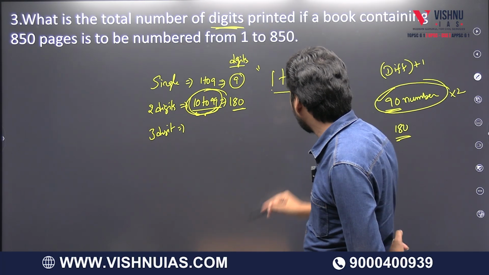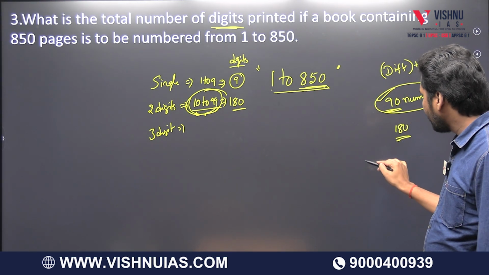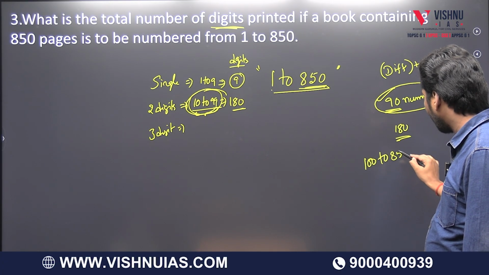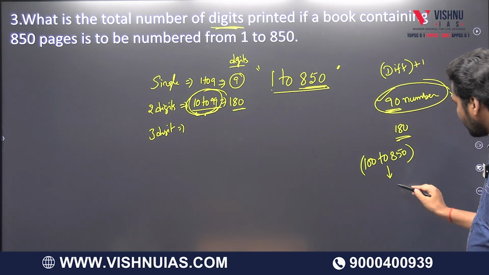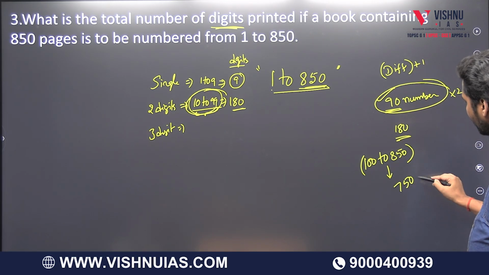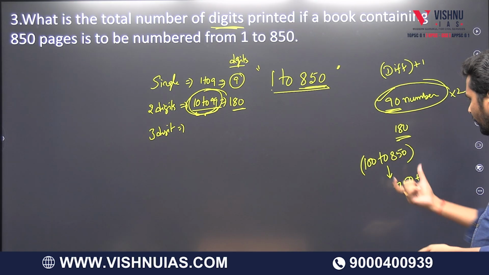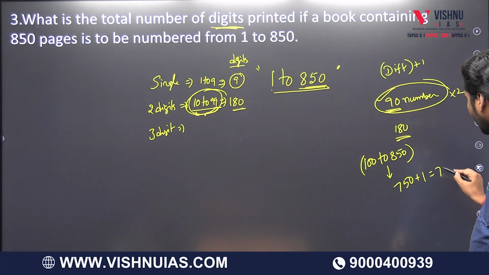Here 3-digit numbers means that the book has up to 850 pages only. So 3-digit numbers means from which number to which number? From 100 to 850. 100 to 850 means 750 plus 1. Because when you are counting the number of numbers from one number to another, you take the difference between the two numbers plus 1. 750 plus 1 means 751.